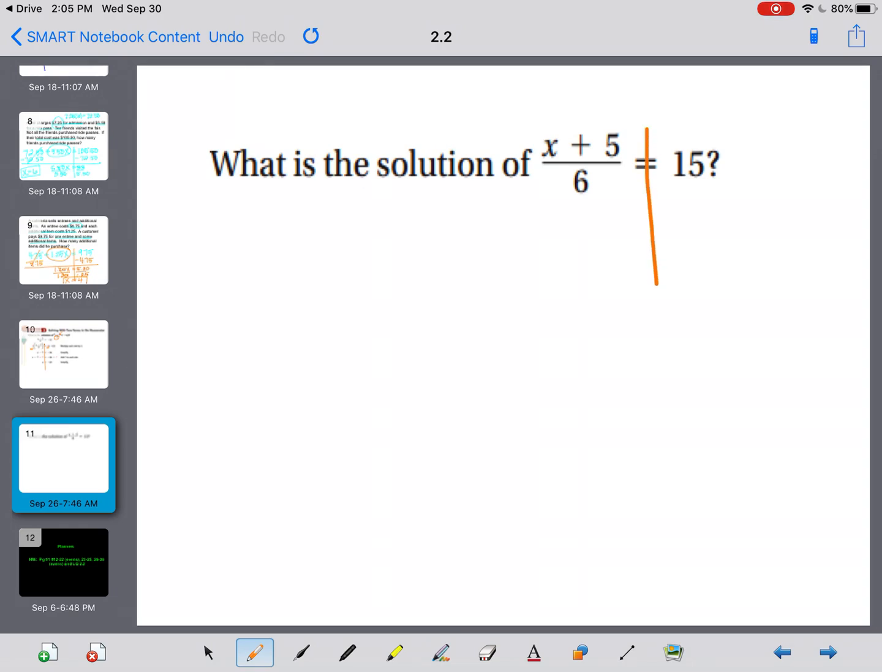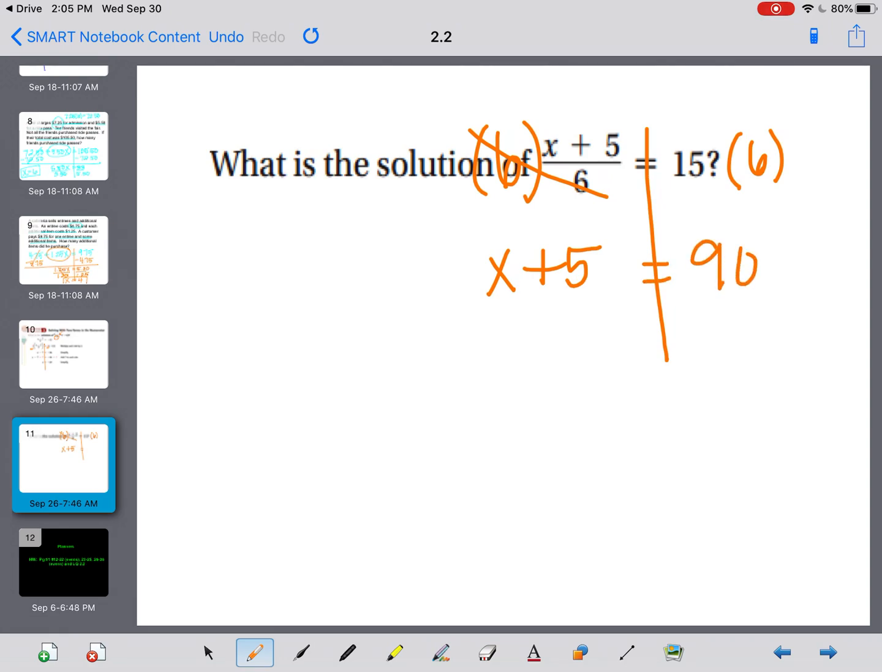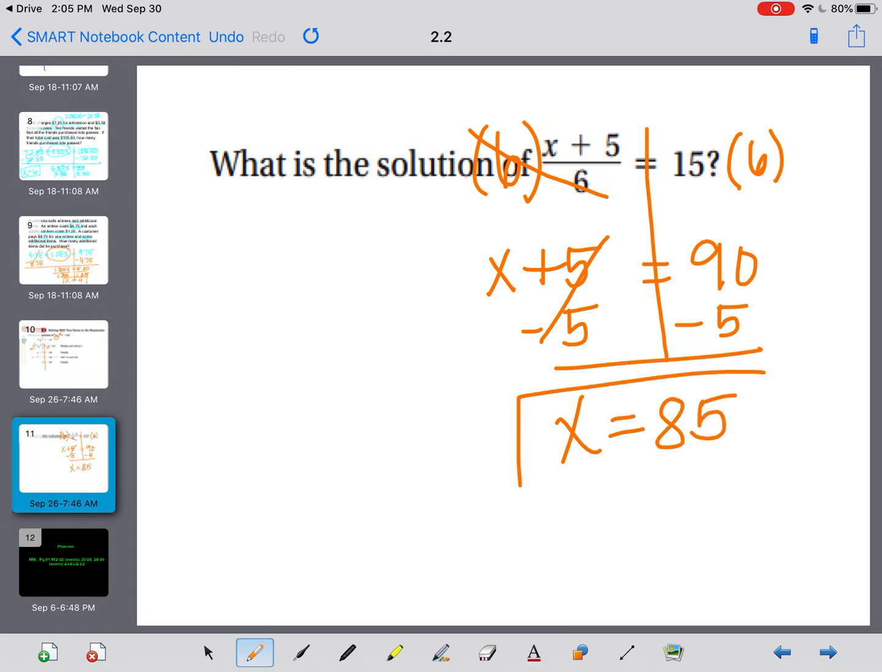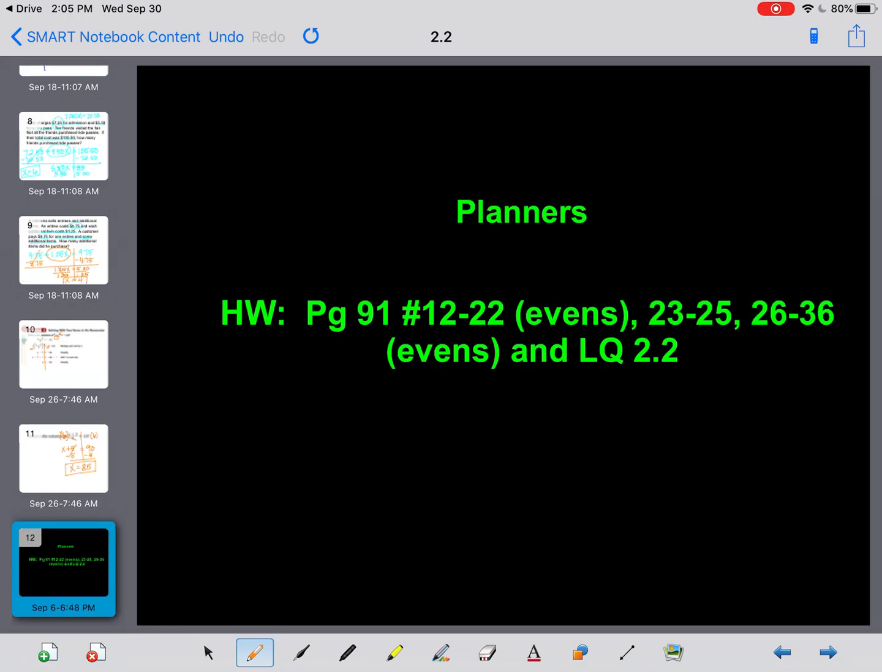Try one problem. The solution of (x plus 5) divided by 6 equals 15. I want to get that 6 off the bottom, so I'm going to multiply everything on both sides by 6. That will cancel out the denominator and leave me with just the x plus 5. And 15 times 6 is 90. Then I have just the one step left. I'm going to subtract 5 because that's the opposite of adding. That will tell me that x will equal 85.